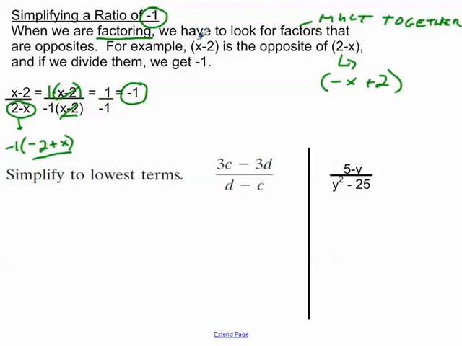The bottom line is, if we notice that we've got x minus 2 and 2 minus x, and these are opposites, in other words, they're just in opposite order, or everything is opposite about this one. X is here, negative x is here. -2 is here, positive 2 is here. When we've got opposites, then we can cancel them out to -1.